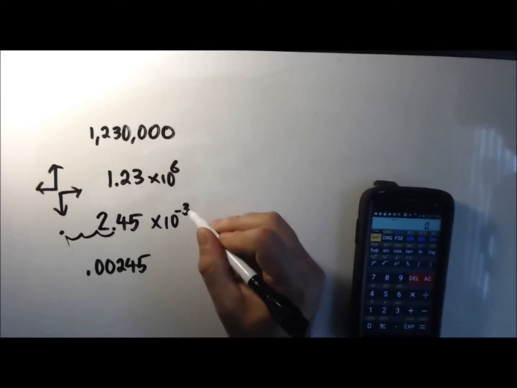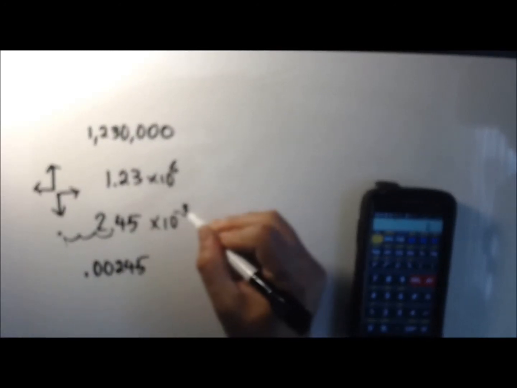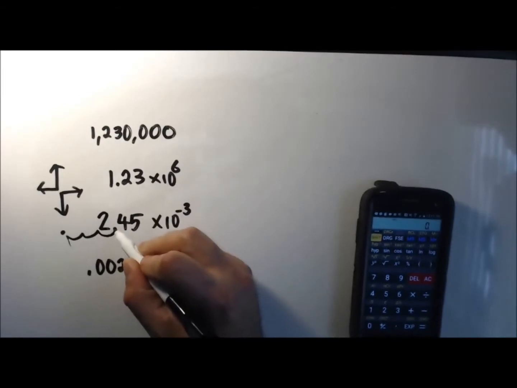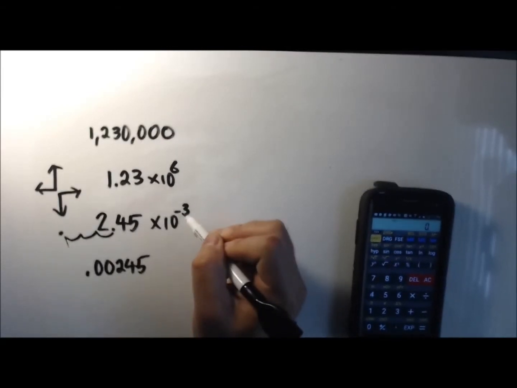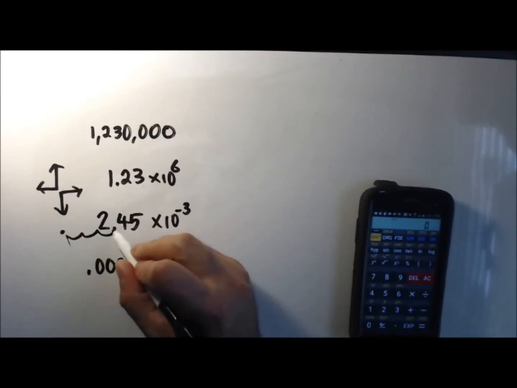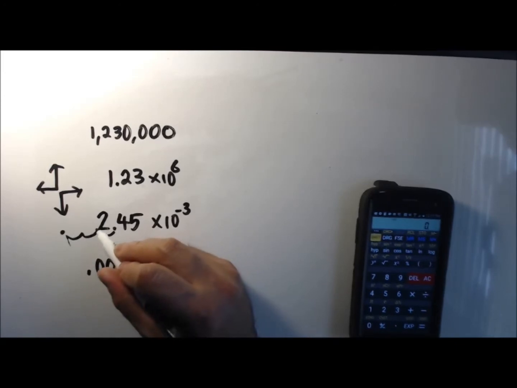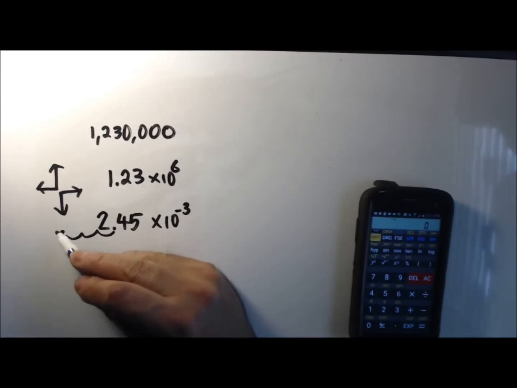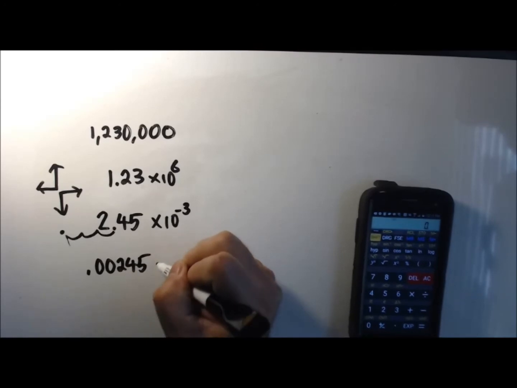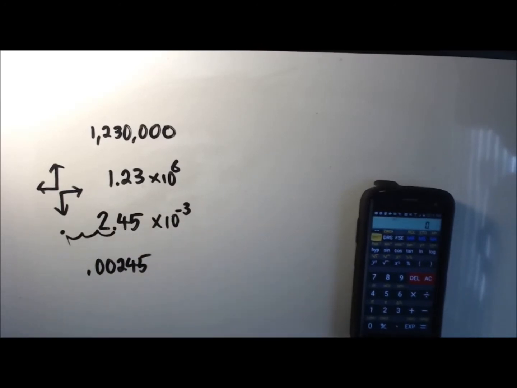And every time I move that over, this exponent will go up 1. And remember, if you take a negative number, going up from 3, negative 3 is negative 2, negative 1, 0, and so that will give us this number here when dealing with scientific notation. And that should be all you need to do these level 1 problems.